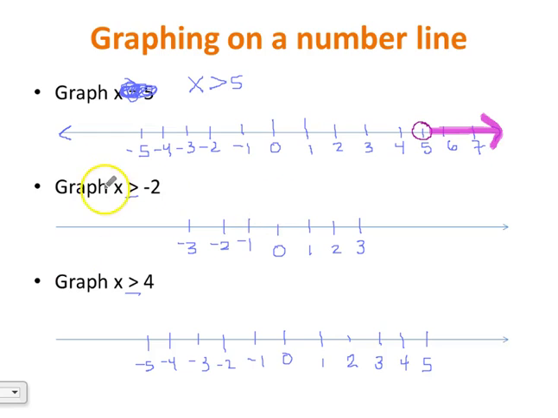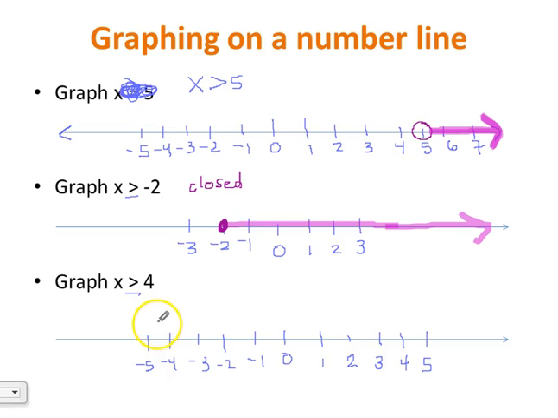Let's look at the next one. X is greater than or equal to -2. The first step is to find -2 on our number line right here. Are we going to do an open or closed circle? Because it is greater than or equal to, we're going to do a closed circle. Then we decide, do we shade to the right or left? It's greater than, so we're going to shade to the right again.